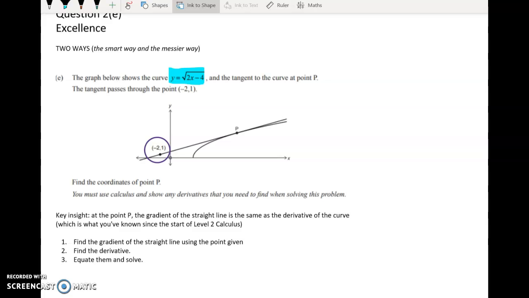So the first thing we're going to do is to figure out the gradient of the straight line, and then we're going to find the derivative, and then we're going to equate them and solve. So that makes it sound really pretty easy. There are a few wee places to go wrong in here.